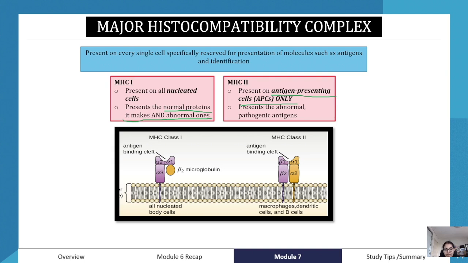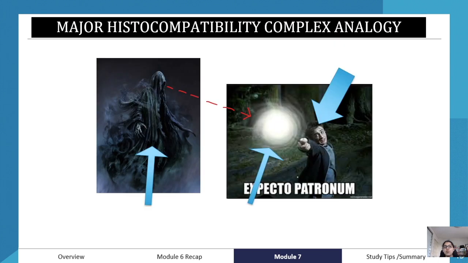So you can see over here that in all nucleated cells, this is MHC class 1, we've got the antigen binding cleft, and this is the beta-2 microglobulin, so it is part of the body, so it latches onto here. This is for all nucleated cells. But in MHC class 2, there's an antigen binding cleft, right? But here we've got the antigen itself, so beta-1, beta-2, alpha-1, and alpha-2. So what does the major histocompatibility complex do?